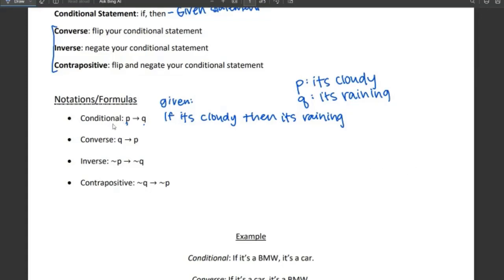So like I said, the conditional statement is always going to be our given statement. And this is going to be always valid. Our original statement is always valid. The converse and the inverse are invalid. And then the contrapositive is going to be valid.